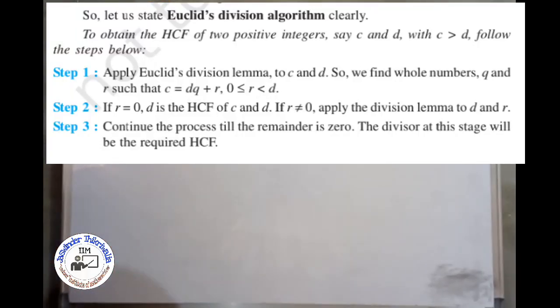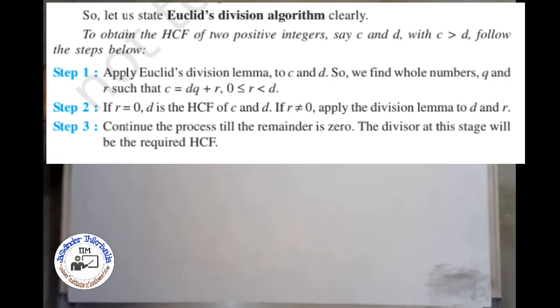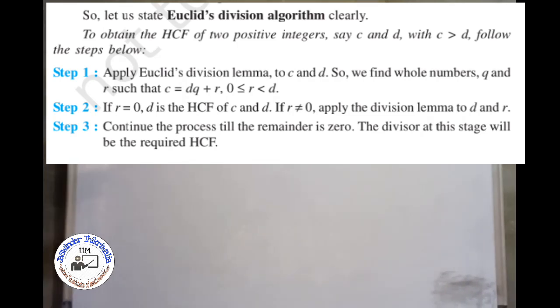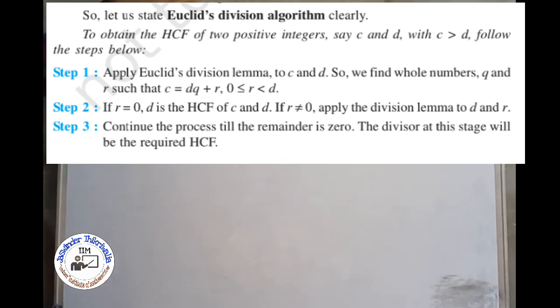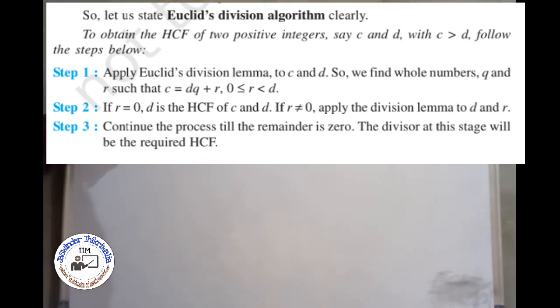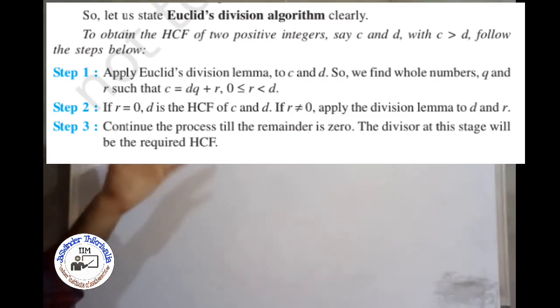Firstly, there are three steps in this. In the first step, you check there is number c, and when we divide it by d, where d is less than c, what are we getting? When we are dividing by Euclid lemma, you are getting c is equal to dq plus r, where q is the quotient and r is the remainder, and the value of r is more than or equal to 0 and it is less than the divisor d. Then for the second step, what will we check?